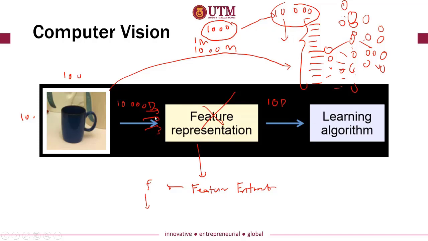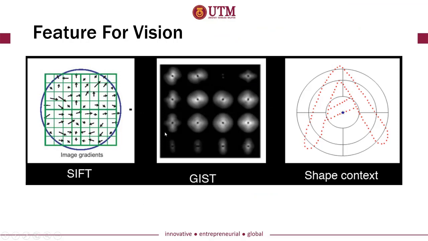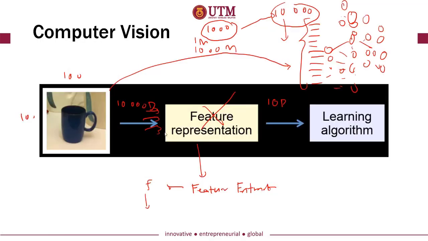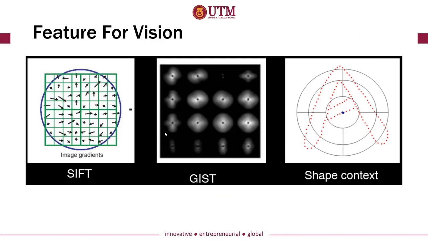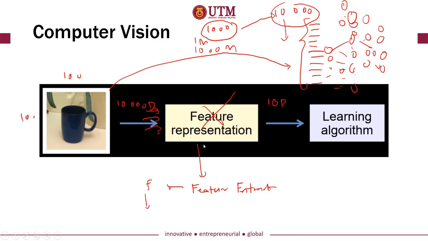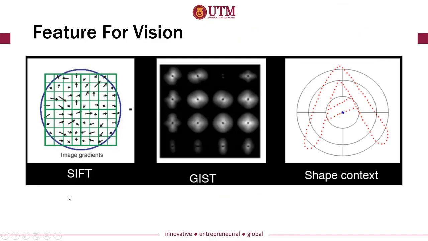This is an example of the feature extraction approach, or image features, in computer vision. These are a few common or popular approaches in extracting a feature from the image. Again, this is under the module called feature representation. So from the image you can use SIFT to extract the features.